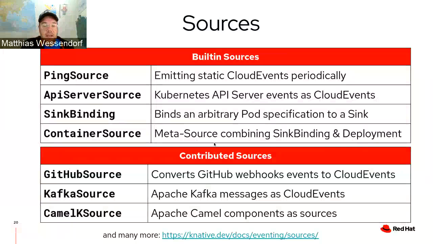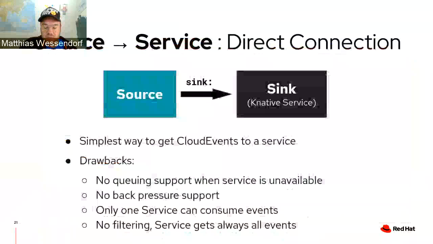And then there's a Knative contribution repository. There's a bunch of other stuff. For instance, I mentioned the GitHub source already. I mentioned the Kafka source that we will see later in action. And there are also integrations using Apache Camel. We have a Camel source, so you can run all of your integrations with the DSL that you know from Apache Camel and can deliver messages from Camel to any service consumers there as well.